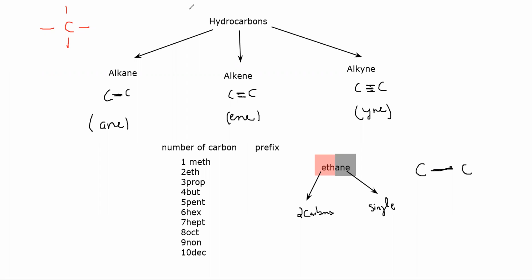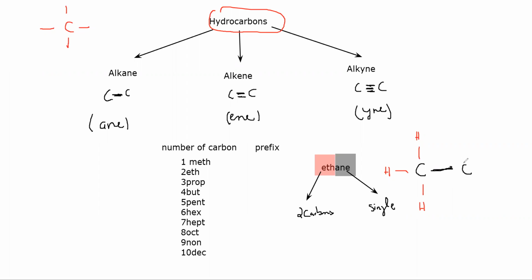Yeah, that's right. Because carbon maximum can form 4 bonds. So one bond is already formed here with another carbon. So remaining 3 bonds, it will form with hydrogen. And how do we know there should be hydrogen? Because these are hydrocarbons. Hydrocarbon means they only contain 2 elements. One is carbon, another one is hydrogen.